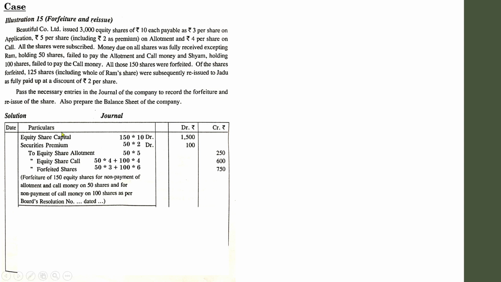So in case of Sham, you have to neglect the premium side. Okay, so 100 shares held by Sham. Sham has paid 3 on application, 3 on allotment because we have to neglect the premium side. Out of 5, 2 is premium, so the remaining is 3. So 3 plus 3, 6. 100 into 6 plus 50 into 3, 750. Forfeiture of 150 shares for non-payment of allotment money and call money on 50 shares, and for the non-payment of call money on 100 shares as per the details given.